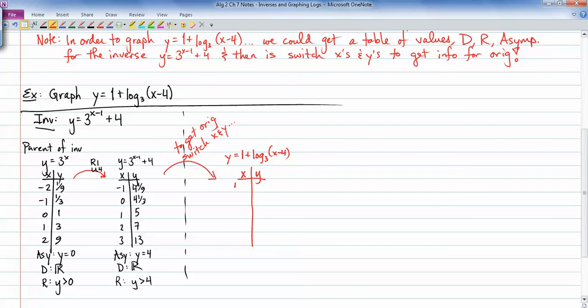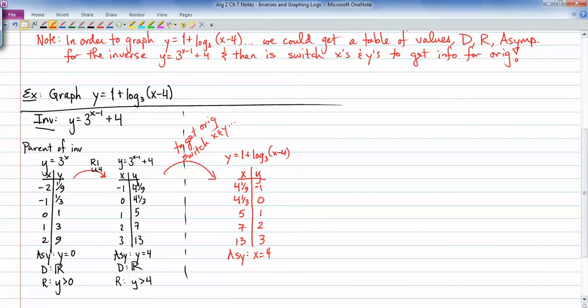So this is going to be 4 and 1/9, -1. And 4 and 1/3, 0. And 5 and 1, 7 and 2, 13 and 3. The asymptote, well, I switch x's and y's. So instead of y equals 4, it's x equals 4.